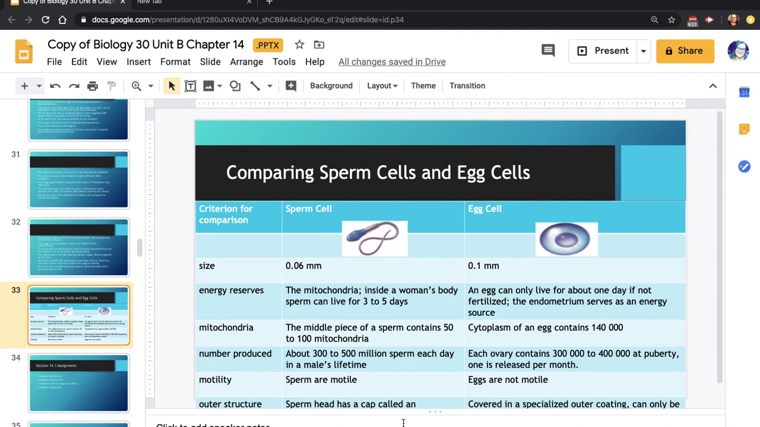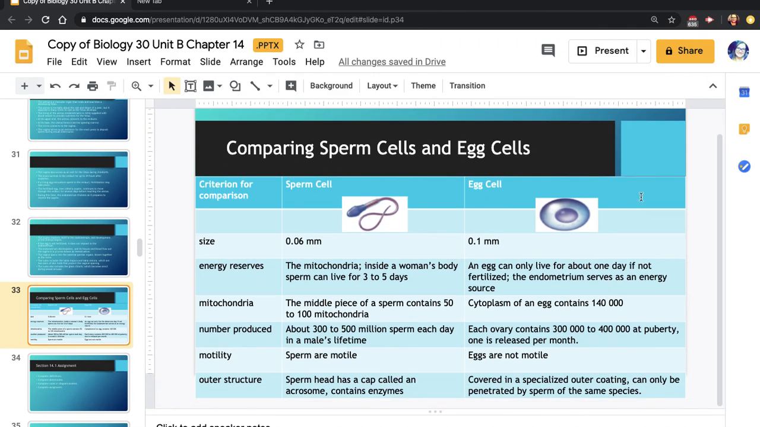So if we compare the very last slide here, comparing the cells, the sperm and the egg. Sperm are much smaller than the egg. Sperm has energy. Eggs don't have any. They just are moved through the oviduct by the cilia, and then once they get to the uterus, the endometrium gives them energy. The mitochondria is what produces energy, so how much mitochondria does a sperm have? 50 to 100 mitochondria. The cytoplasm of an egg has 140,000 mitochondria, so a lot more.